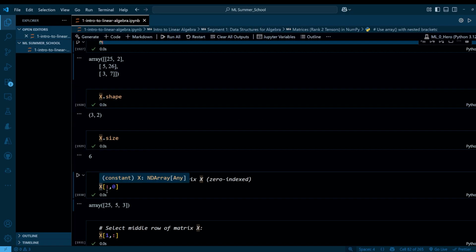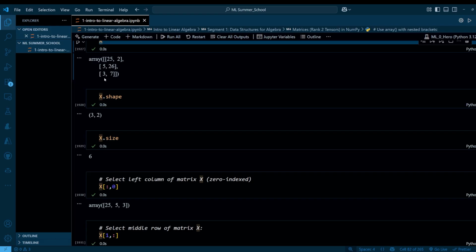Here, what do we mean by x with colon and comma 0? When we have a colon, colon means everything. So first understand this: the value before this comma is for the row, and the value after it is for the column. When we use a colon, that means everything in the row.